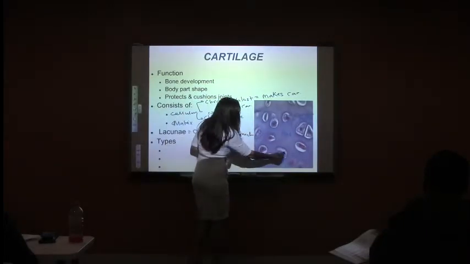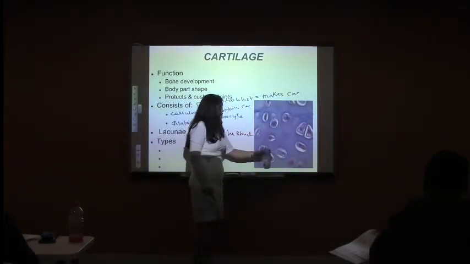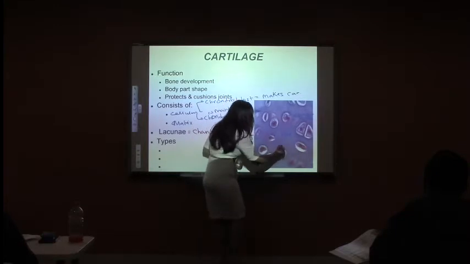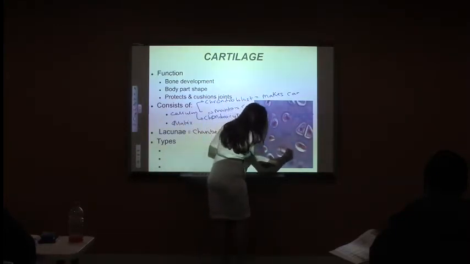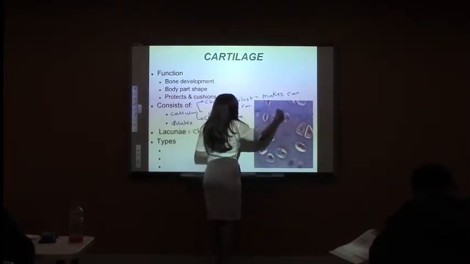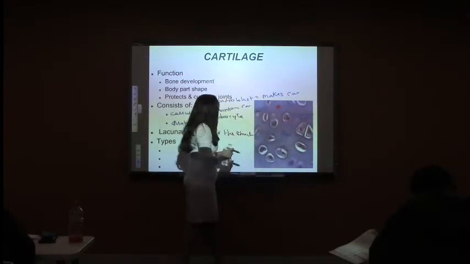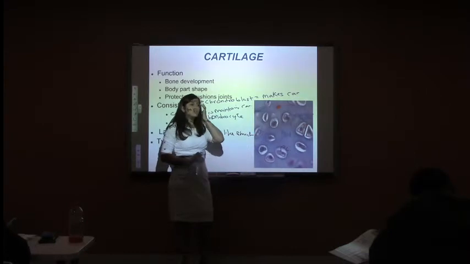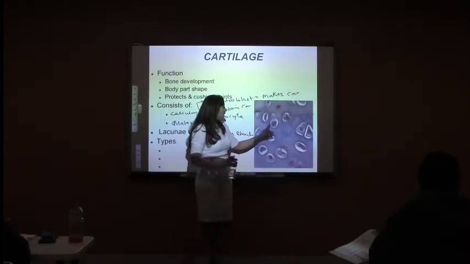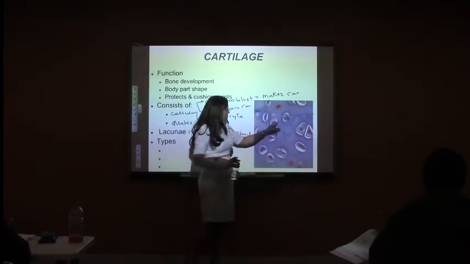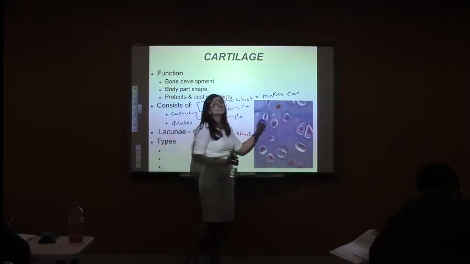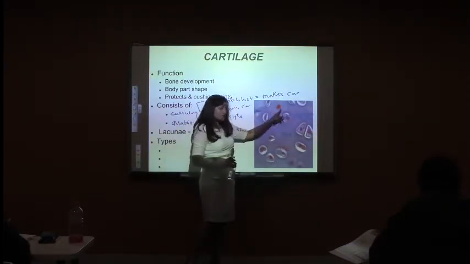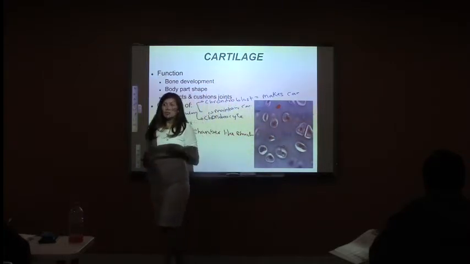So do you see this white space around this chondrocyte? That is the lacunae. So if I see a cell just like this, what would I call this? Chondroblast. If I see the same cell but it's around a chamber, this white space, then it's a chondrocyte. This makes cartilage, this maintains the cartilage. What part of cartilage? Matrix. Make sense?